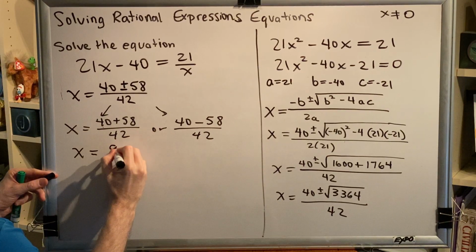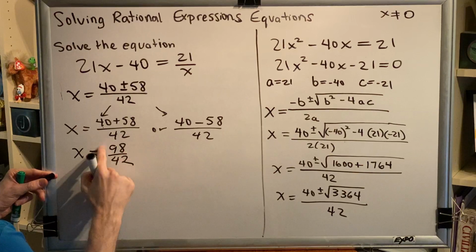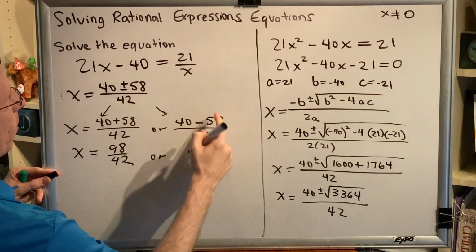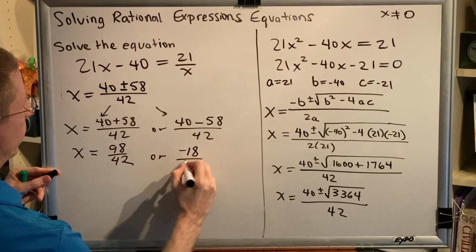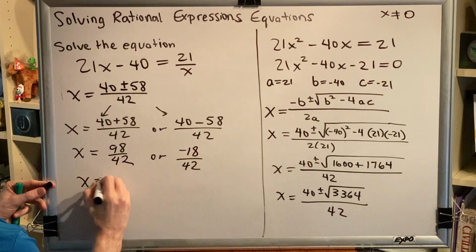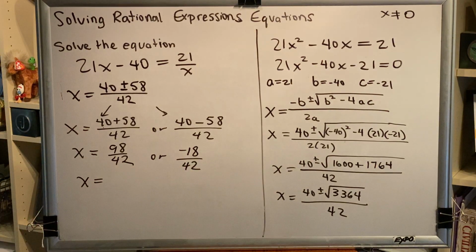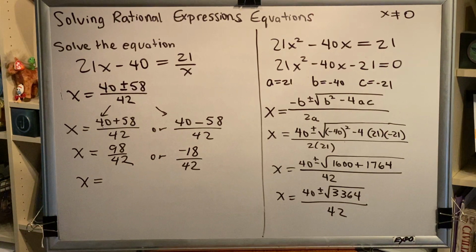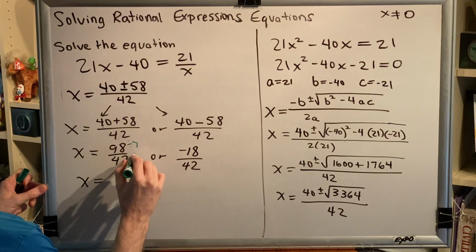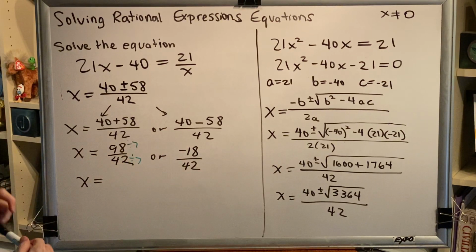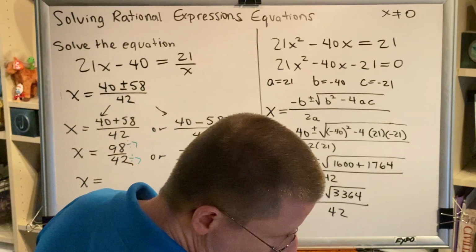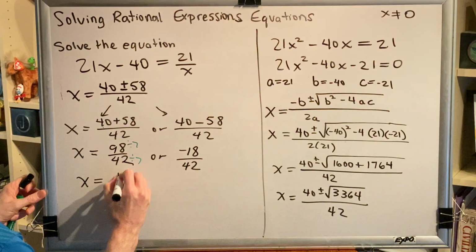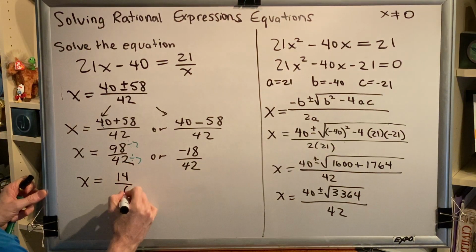40 plus 58 is 98. I'll reduce this fraction in a moment. 40 minus 58 is negative 18. And now I need to find the greatest common factor so that I can reduce both of these fractions. 98 and 42. Well, I know that 7 goes into both of those values. So let's divide both of them by 7. 98 divided by 7 is 14. 42 divided by 7 is 6.